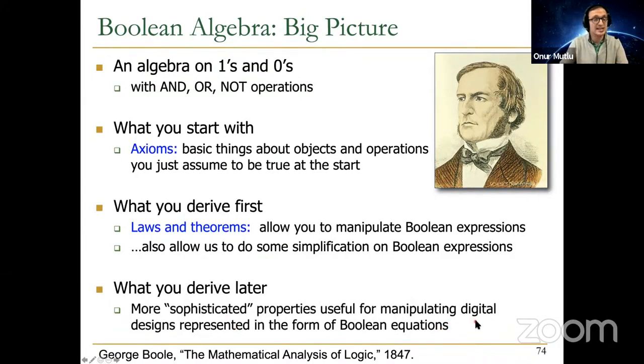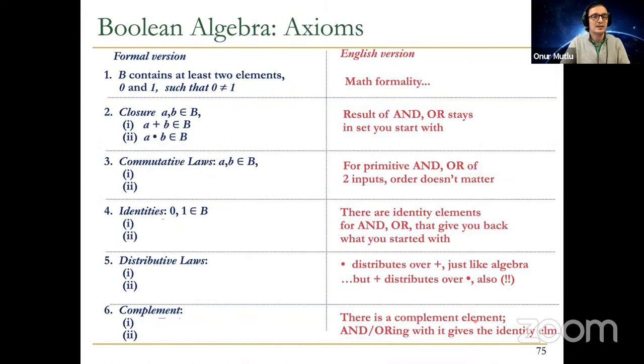So later you derive more sophisticated properties useful for manipulating digital designs represented in the form of Boolean equations. So there is a one-to-one correspondence between a Boolean algebraic equation and a digital logic. You can always specify a digital logic in terms of its Boolean function. Okay, that's why we study Boolean algebra, and many of you know Boolean algebra, that's good. If you don't, you should really study this. This is important, but it's also very basic because I think everybody studies it in high school these days.